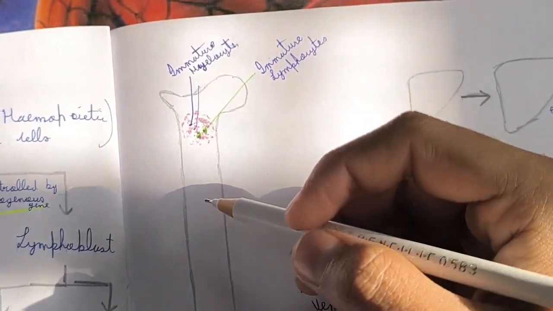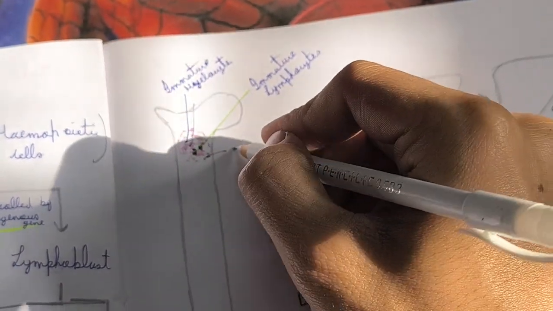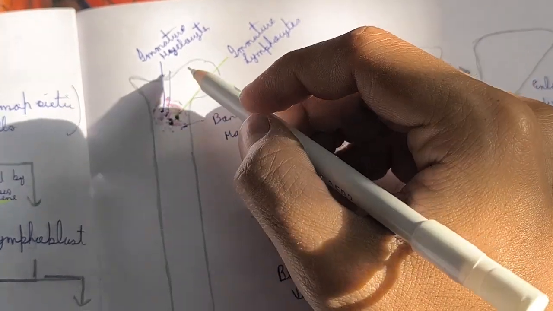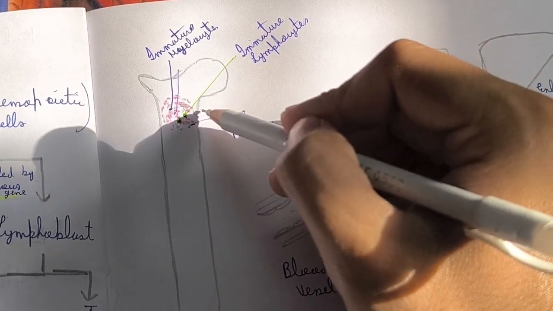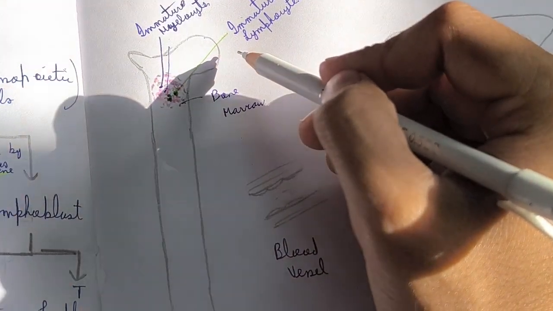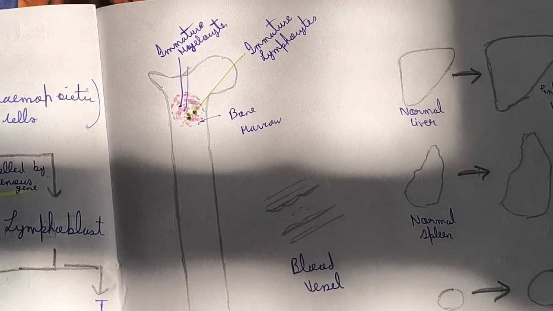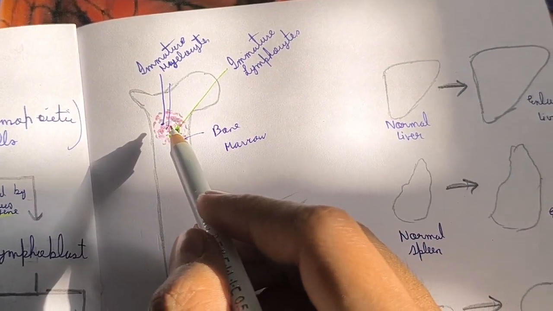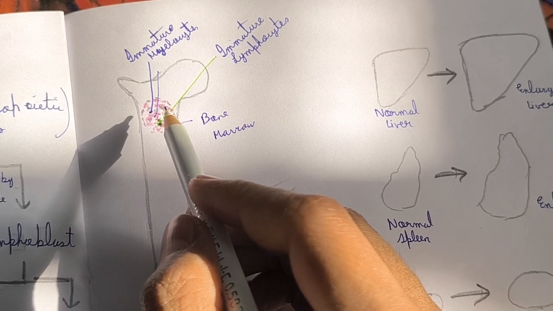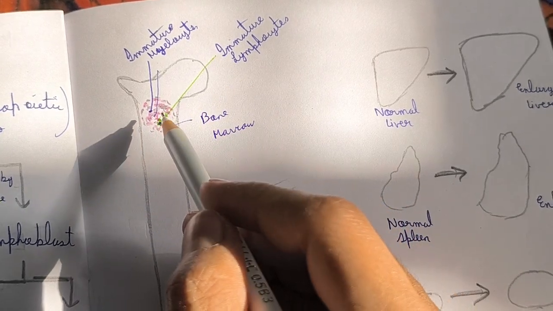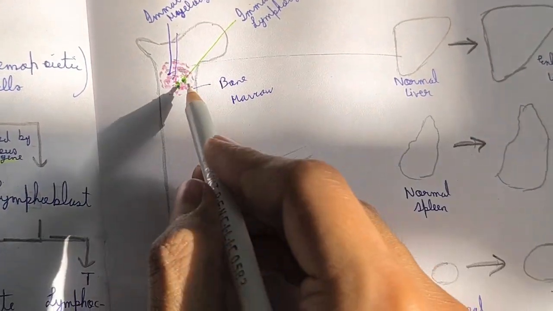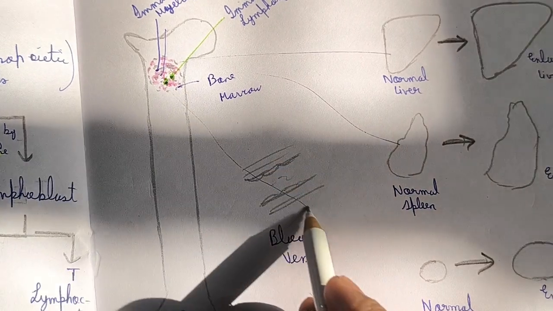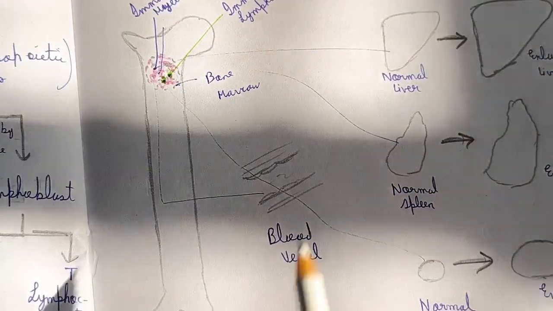So friends, this is the bone marrow. Here in this bone marrow, the production of immature myelocytes and immature lymphocytes is increased. As a result, these immature myelocytes and lymphocytes go from the bone marrow into the liver, the spleen, the lymphoid tissue, and also the blood vessels.